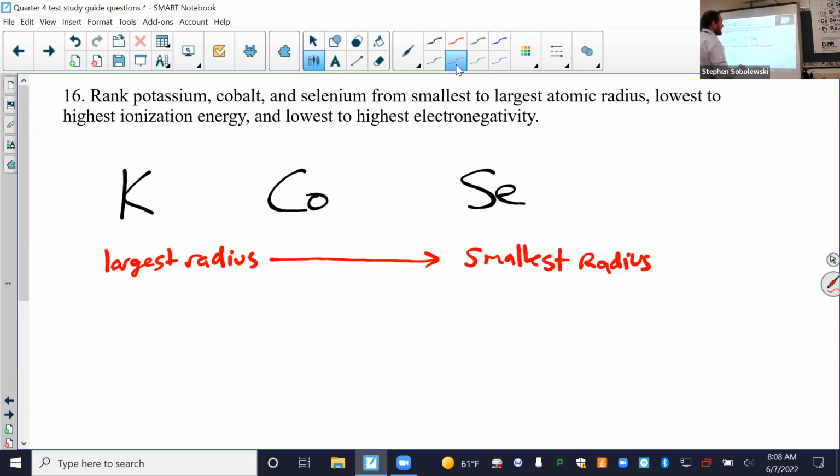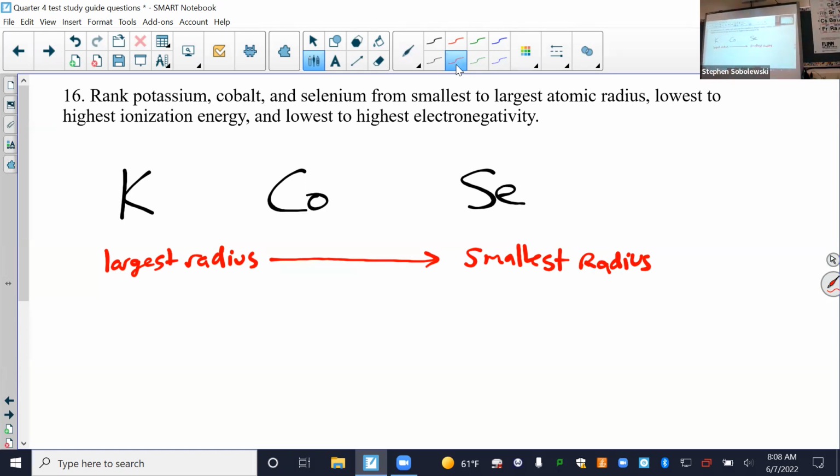Or technically, if you want to rank them from smallest to largest, you would rank it as Se followed by Co followed by K. Okay. Now, why does the size shrink? Because you have more protons in the nucleus that pull that outer orbital or shell or ring of electrons in.